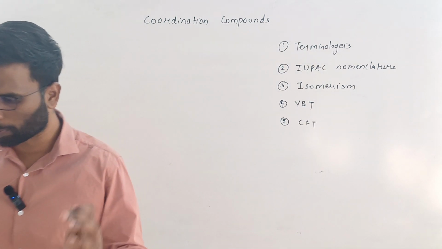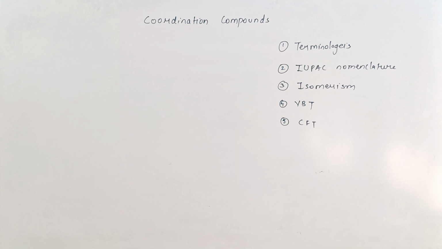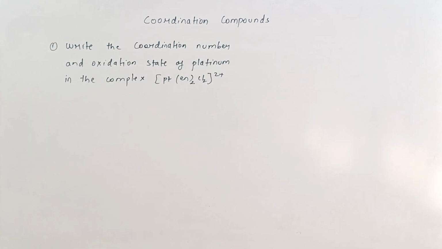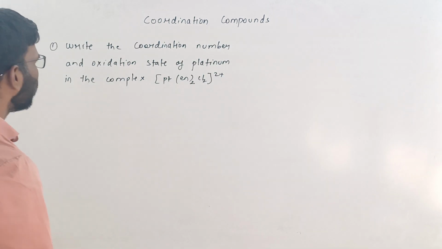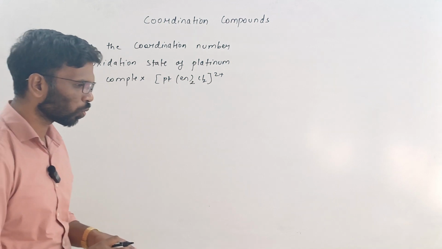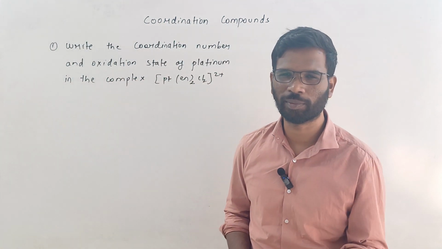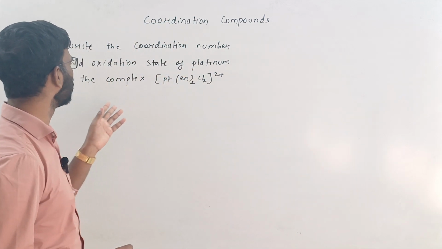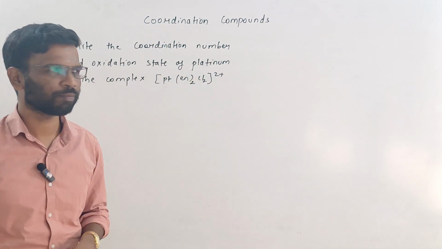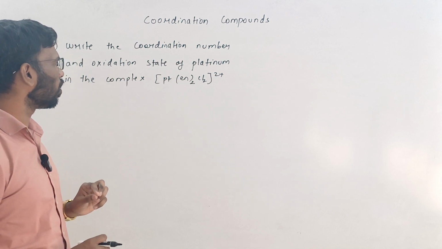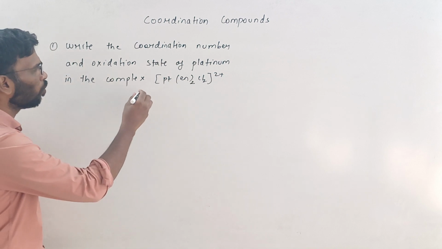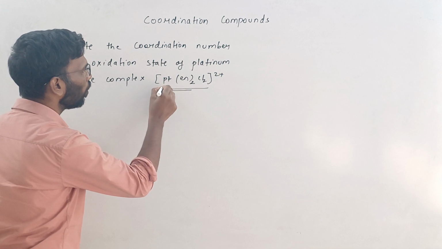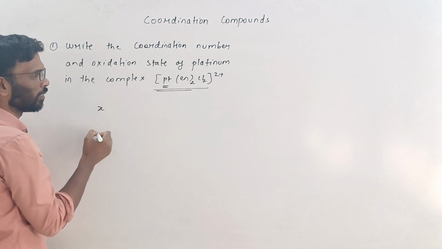So to start with terminologies, we'll take one question. The question is, write the coordination number and oxidation state of the platinum. So here coordination number is a terminology, then oxidation state is another terminology. So what is the oxidation state over here? How to find the oxidation state on platinum? I'll put platinum to be X.